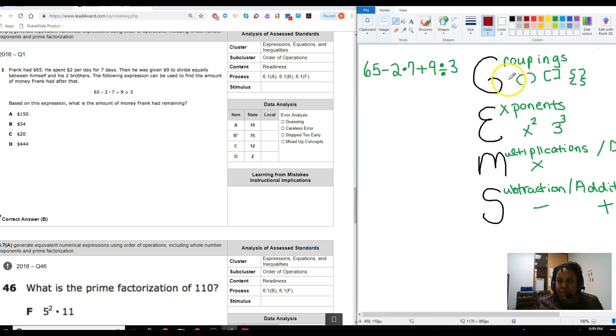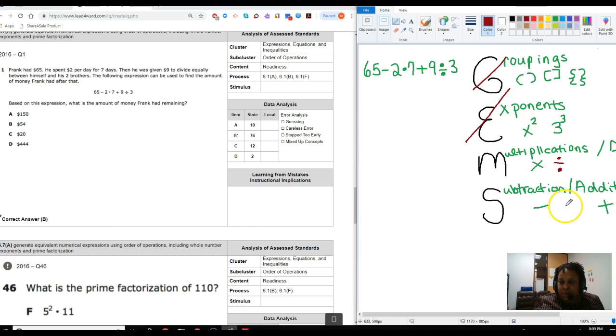okay, do I have any groupings? Do I see any parentheses? Do I see any brackets? Do I see any braces? I don't see any of those, so I don't have to worry about that right now. Okay? So next, I'm going to look and see, do I have any exponents? I don't see any number or variable that has a power on it. So, no.